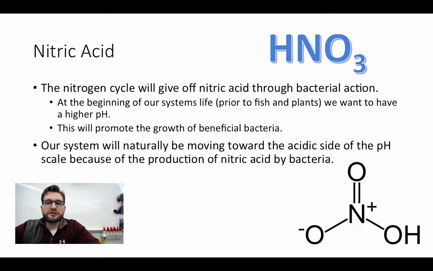Through a little bit of research and looking into what we're expecting our system to do, as we add fish to our system and as bacteria start to culture in it, through the nitrogen cycle, we're expecting bacteria to give off nitric acid, so HNO3. Right now we are actually sitting at a pH somewhere between 8.2 and 8.5, so we're a little high on the pH scale. Ultimately, our hope is that this will promote beneficial bacteria growth, and our system will eventually, as nitric acid is produced, bring down that pH.